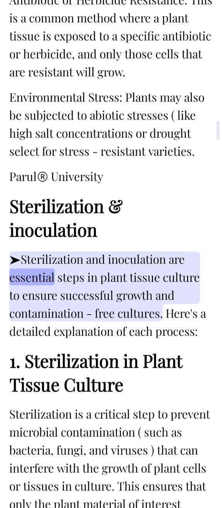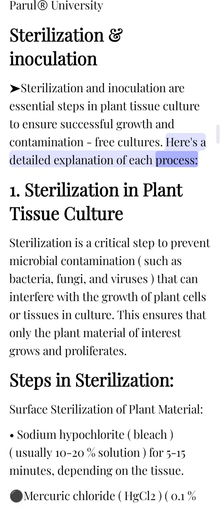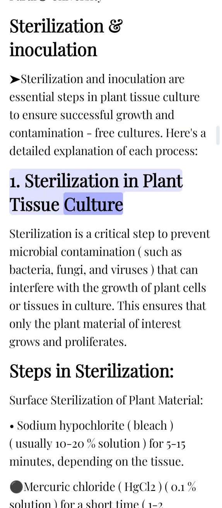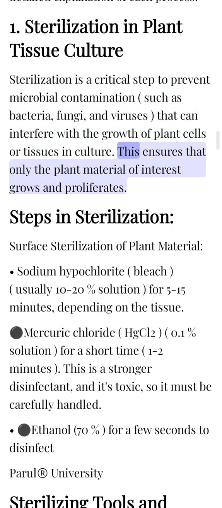Sterilization and inoculation. Sterilization and inoculation are essential steps in plant tissue culture to ensure successful growth and contamination-free cultures. Here's a detailed explanation of each process. 1. Sterilization in plant tissue culture: sterilization is a critical step to prevent microbial contamination, such as bacteria, fungi, and viruses, that can interfere with the growth of plant cells or tissues in culture. This ensures that only the plant material of interest grows and proliferates.